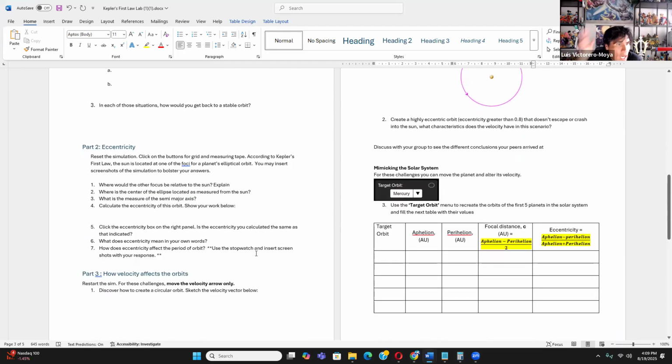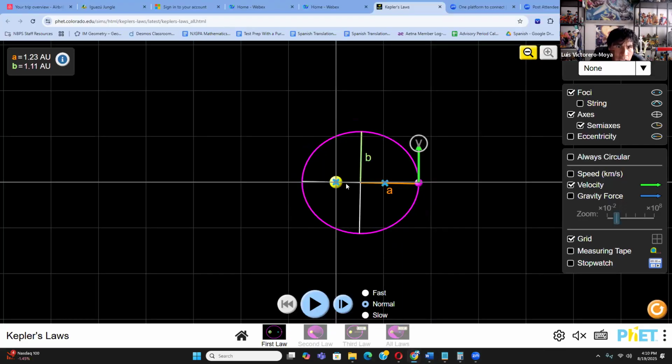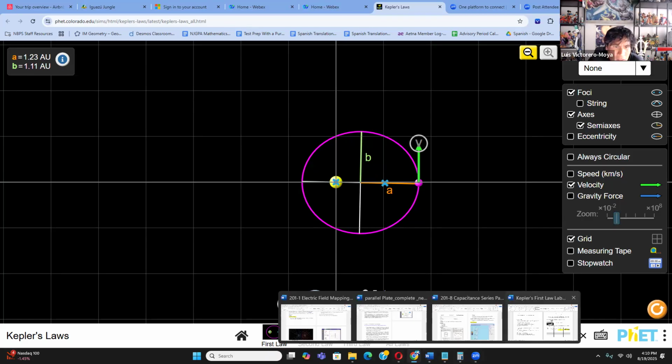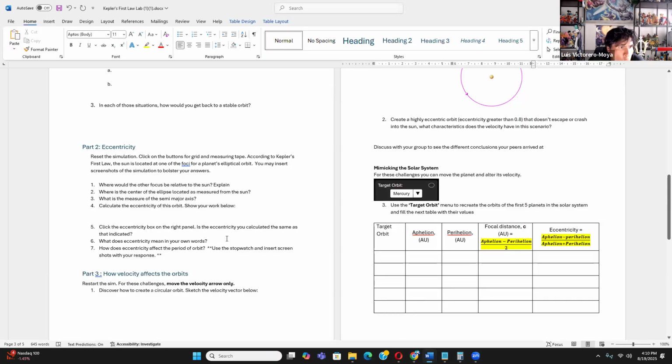Now, for the eccentricity, where will the other focus be relative to the sun? So you can just activate the focal point and then you can see, right? This is the center here. That's a focal point. This distance here, guys, by the way, from the sun to the center is called the C value, A, B, C, okay? That's what you probably have read about, like focal distance. It's kind of similar, all right? Where is the center of the ellipse located as measured from the sun?